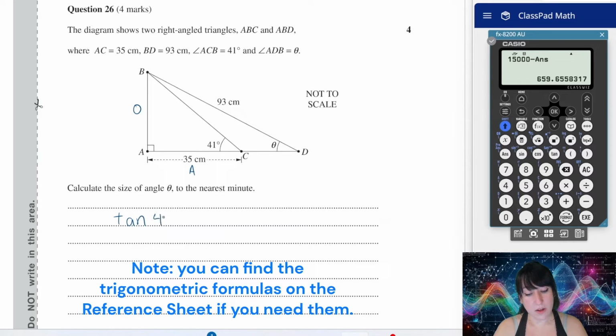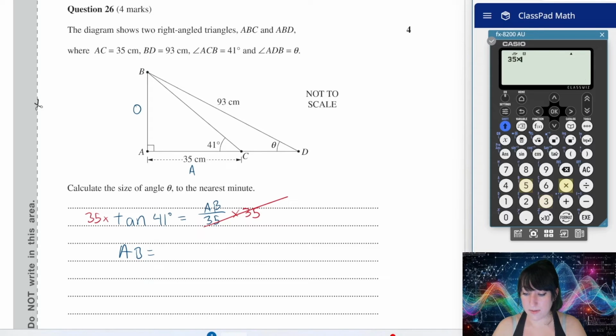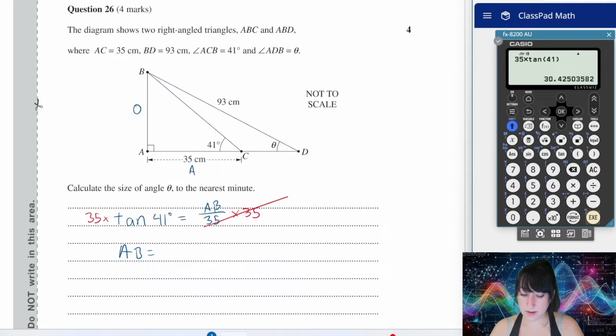We'd have tan of 41 degrees equals side AB over 35. We'd solve for AB by multiplying by 35. So AB equals 35 times tan of 41. So we get 30.43 centimeters. I'm taking some extra decimals to help with the accuracy of the next answer.